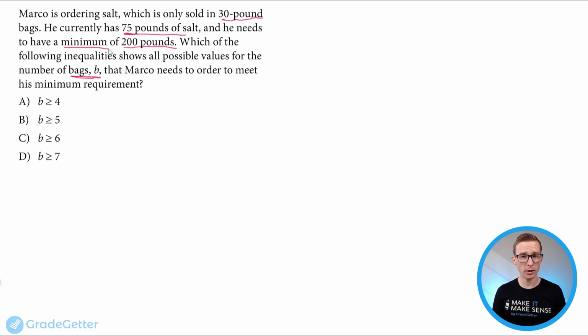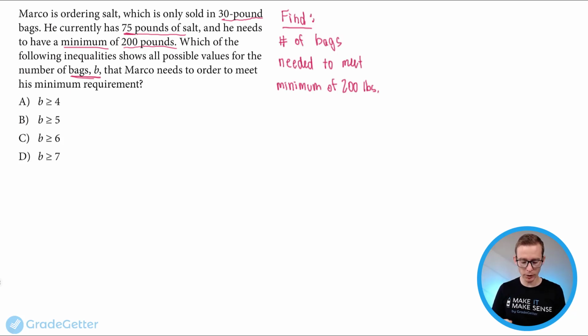Okay, so there's a lot going on in this problem. To help me work through especially long word problems such as this one, I like to use the find-given technique, where I write down what exactly I am trying to find, and then I can also write down useful information that I'm given. So I'm looking for the number of bags that Marco needs to meet a minimum of 200 pounds.